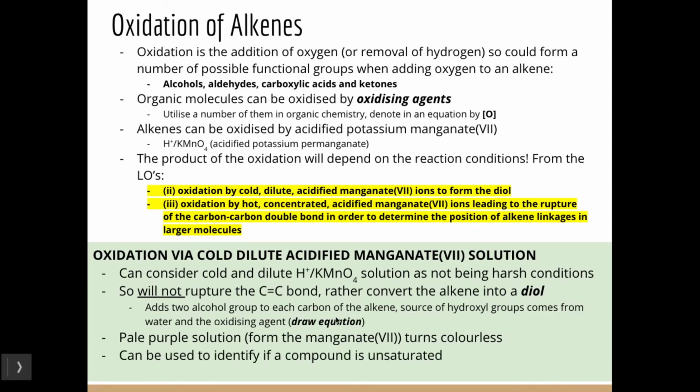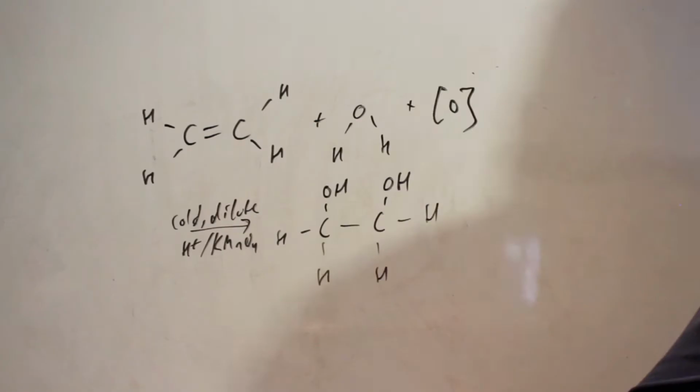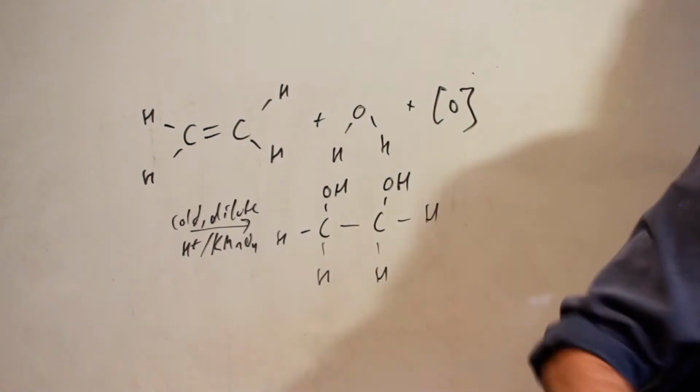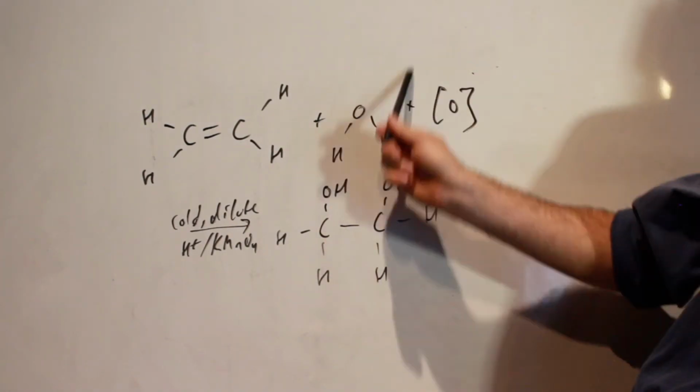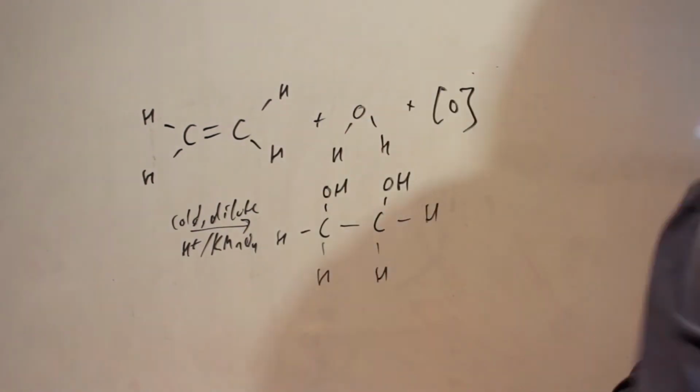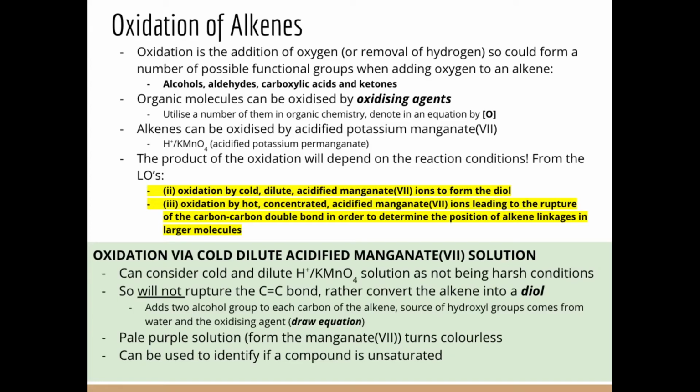Now we can see this reaction is occurring because our manganate solution has a very distinct pale purple color, whereas our diol over here is colorless. So as it reacts and as we reduce the concentration of the pale purple manganate solution, we will see a color change into colorless, implying that we have a reaction occurring.